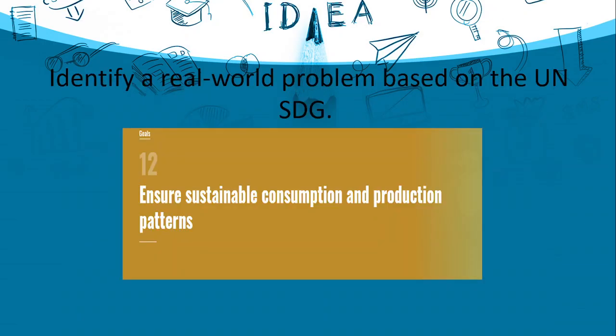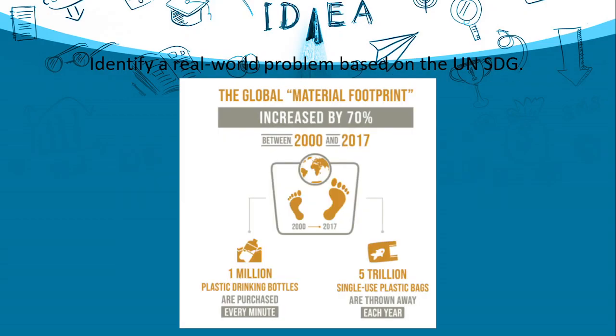What I identified is goal number 12, which states that it ensures sustainable consumption and production patterns. I selected this because tied to it is the idea that the global material footprint has increased, and 1 million drinking bottles are purchased every minute, and 5 trillion single-use plastic bags are thrown away each year. This is where I based my problem.